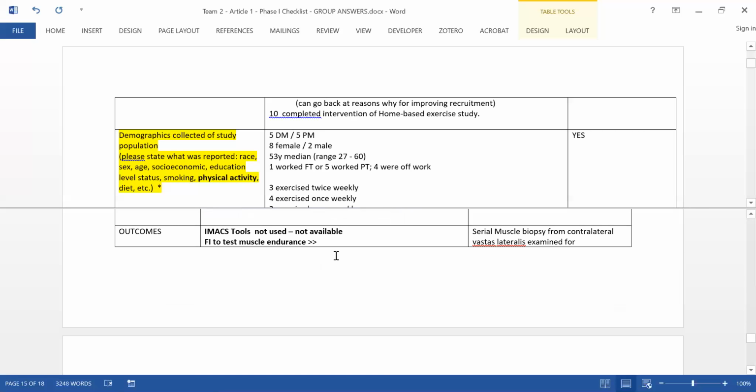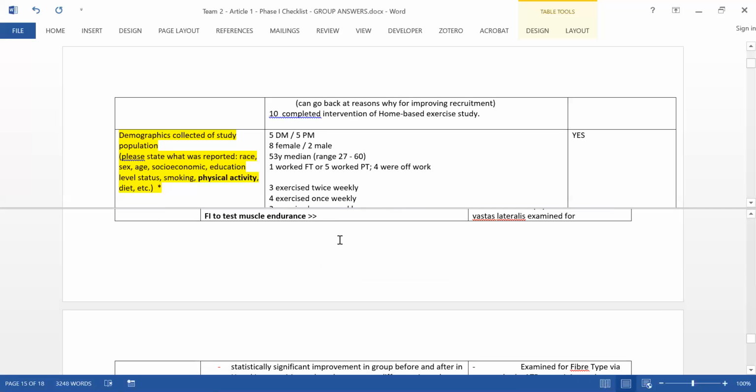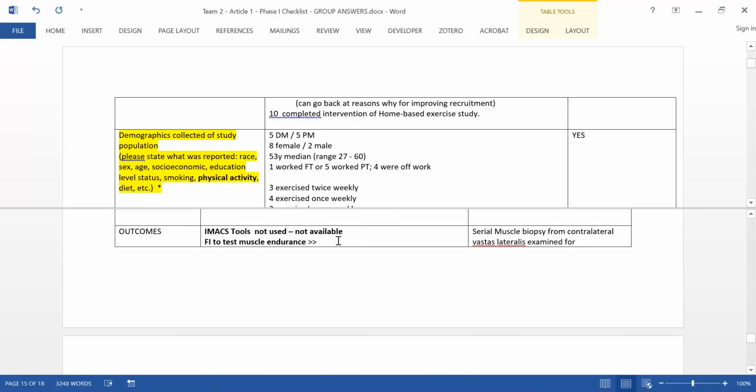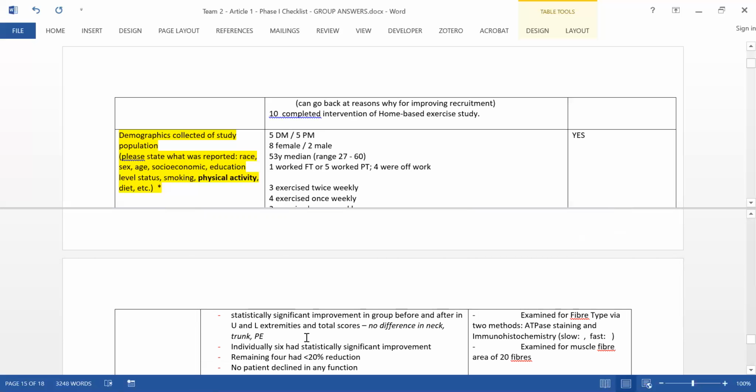The outcomes: the IMACS tools were not used because they were not available at this time. The functional index was used to test muscle endurance. The MMT8 was not used here, and the FI had statistically significant improvement in the group before and after. And this was in the total score and in the upper and lower extremity scores, but there was no difference in the neck, trunk, and peak expiratory flow.